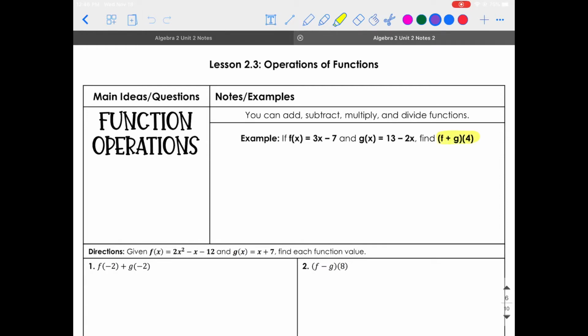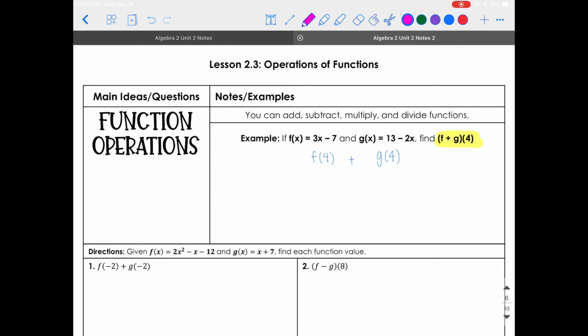One of them looks like this, and the way I read that is f plus g of 4. All that means is I'm taking f of 4 plus g of 4. So I'm plugging in 4 in both equations and adding the answers together.